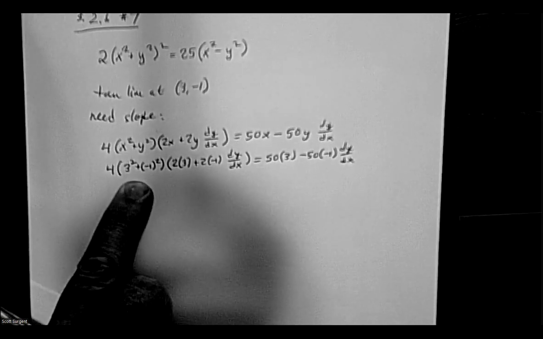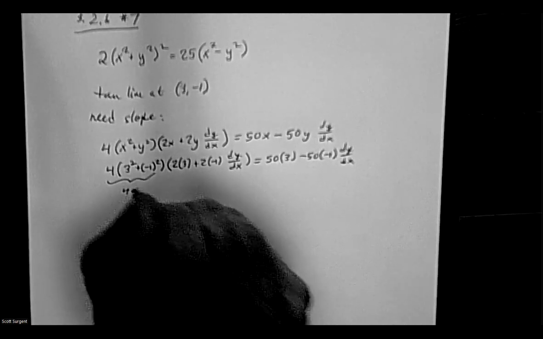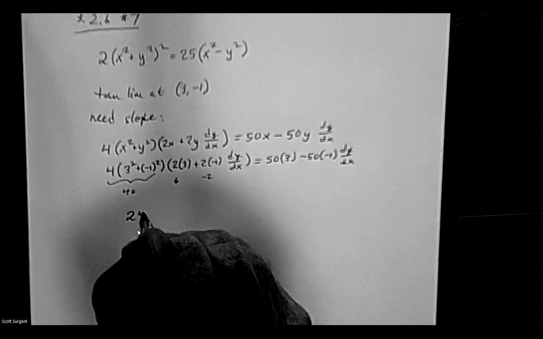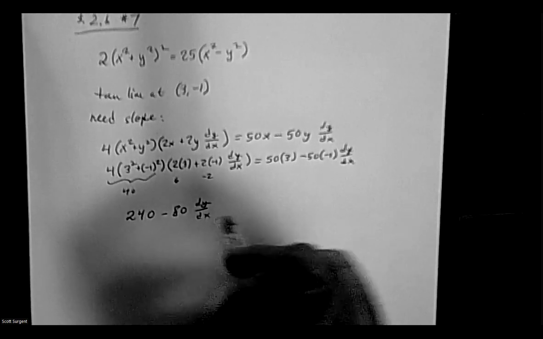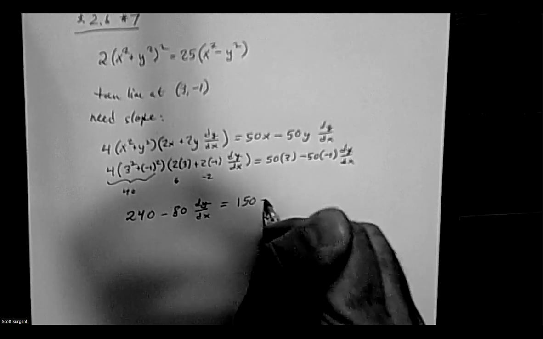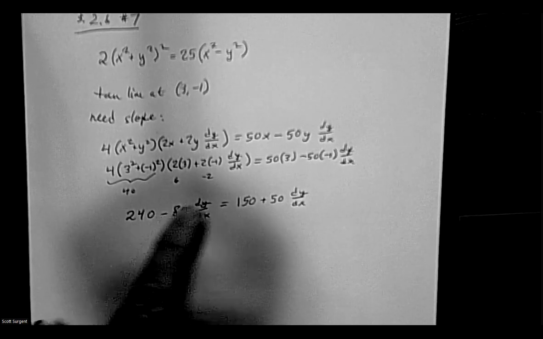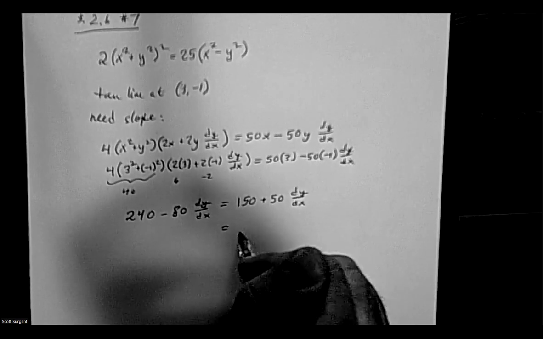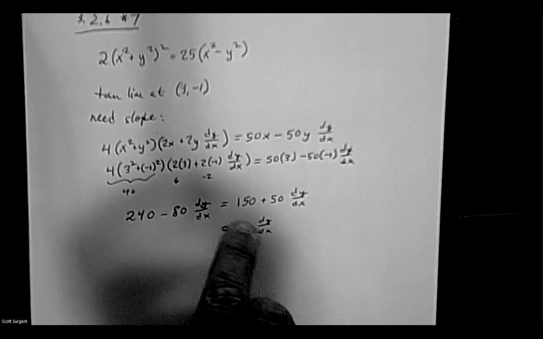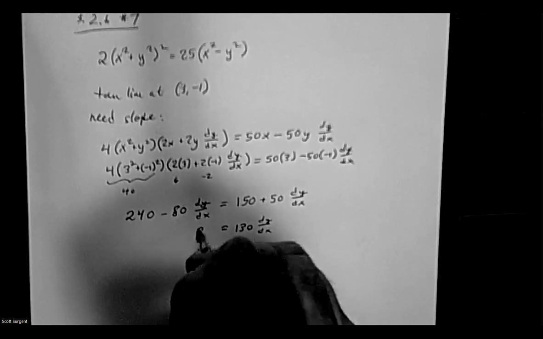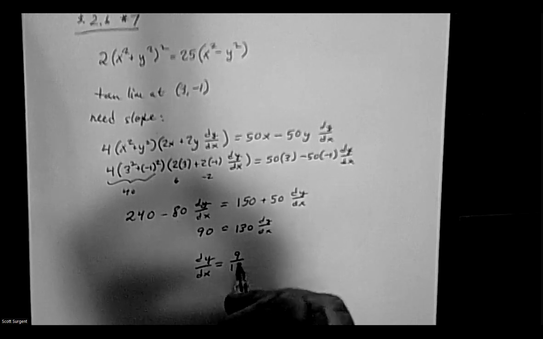So let's clean that up. That's going to be 9 plus 1 is 10, times 4 is 40, plus 6, so we have 46 and -2. So we have 240, take away 80 dy/dx. On the right side, we have 150 plus 50 dy/dx. If I move the -80 to the right side, that becomes 80 plus 50, which is 130 dy/dx. If I subtract the 150 to the left side, it becomes 90. So dy/dx is 90 over 130, which is 9/13.